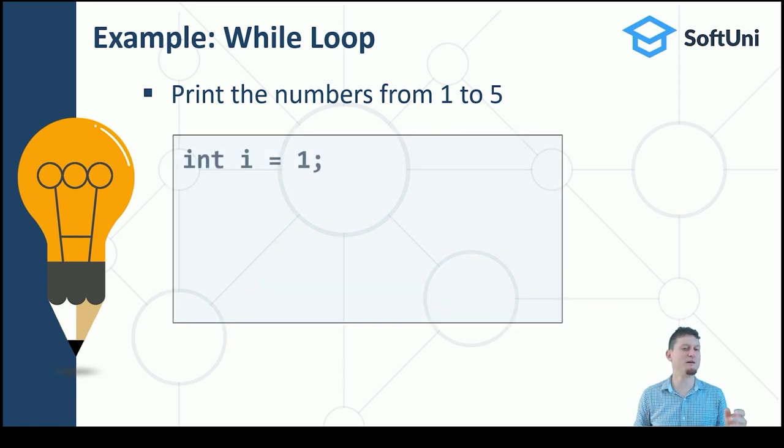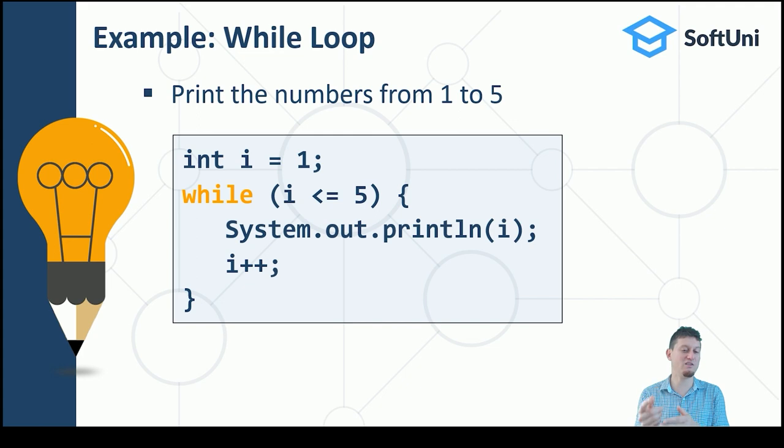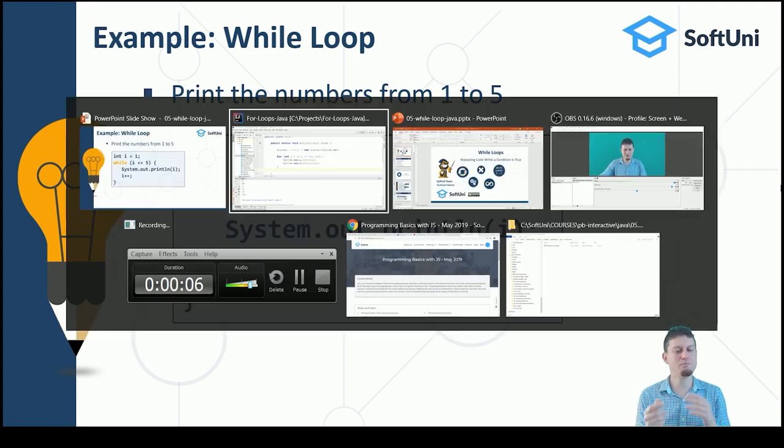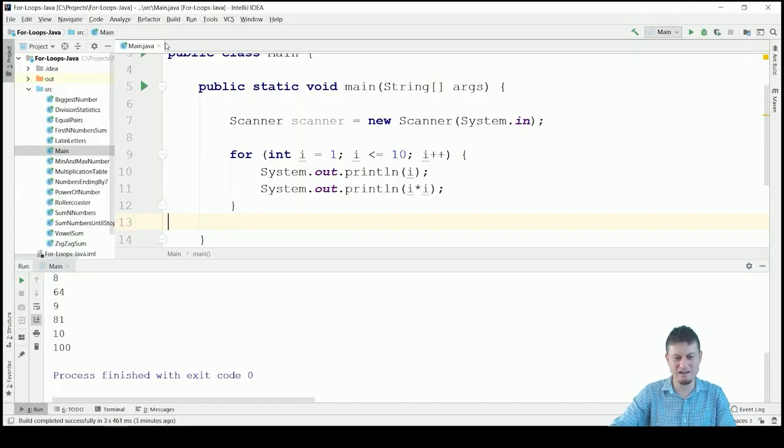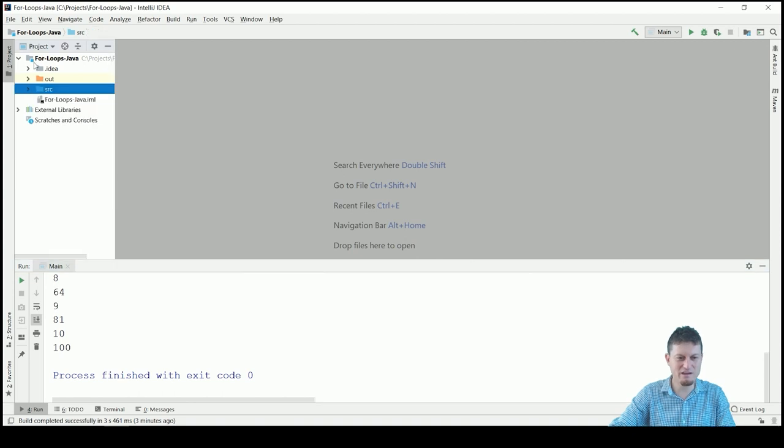So this is an example. We want to print the numbers from 1 to 5. We start from int i equals 1, the initial value. While i has not reached 5, we print i and increase i. This is something very, very simple.